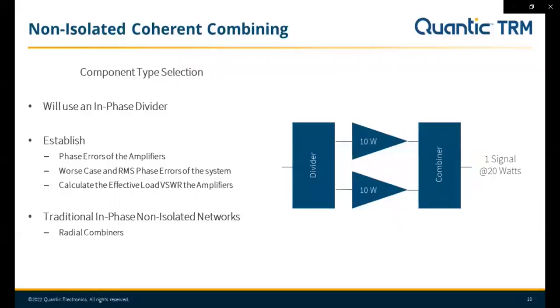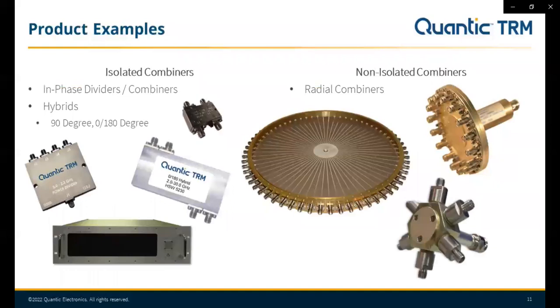For non-isolated power combining, what we look at here is things like radial combiners. That's how these circuits tend to work. It's one of the most common ones, and they actually work out quite nicely. Now, from a product standpoint, you can see there, right in the middle, is a very large 64-way radial power combiner that we built, as well as some of the other configurations for radial power combiners. Again, this is a very popular configuration.